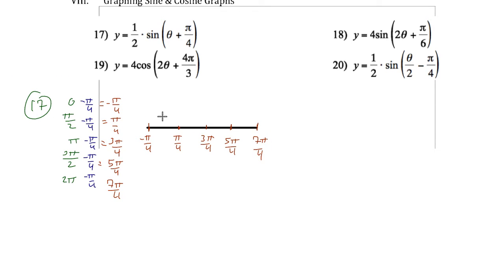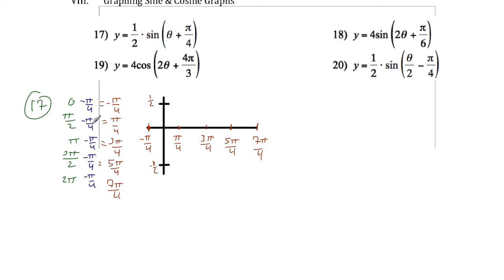Now I can draw in where the y-axis is going to be. It's going to be halfway between negative pi over 4 and pi over 4. And I know that I'm going to have an amplitude of 1/2, so that's positive 1/2 and negative 1/2 on my y-axis. And I just need to graph this. This is sine, so as I plug these in, I'm going to get my original values here in green. When I plug in negative pi over 4, I get sine of 0. Sine of 0 is 0.